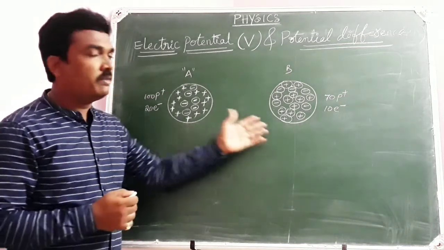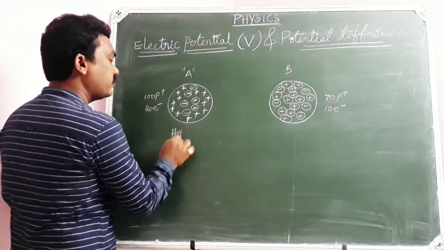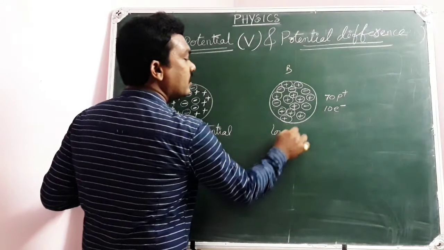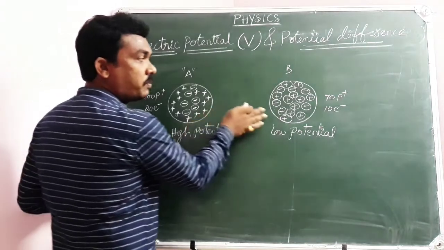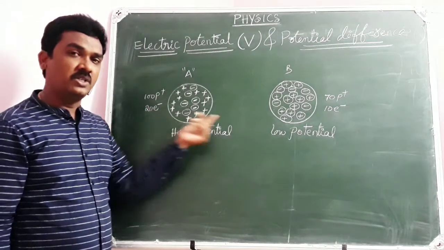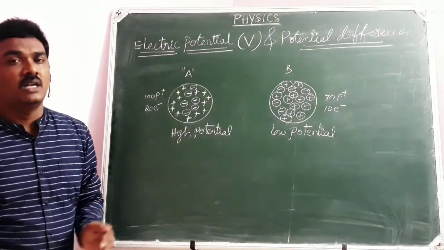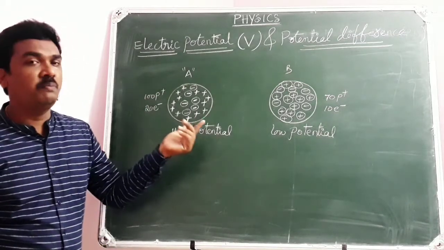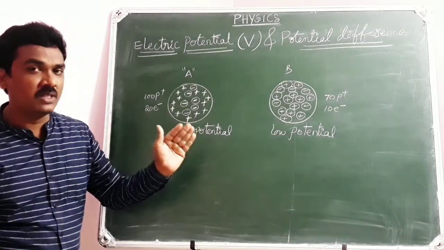Now you tell me which one will be at high potential, either A or B. A will be at high potential and B will be at low potential. The reason is the positive charge concentration at A is more than the positive charge concentration at B. So ultimately A will be at high potential, B will be at low potential. That's what I told you. Greater the positive charge, greater the potential. Lesser the positive charge, lesser the potential. So here A is at high potential and B is at low potential. So there is some potential difference between the 2 points.